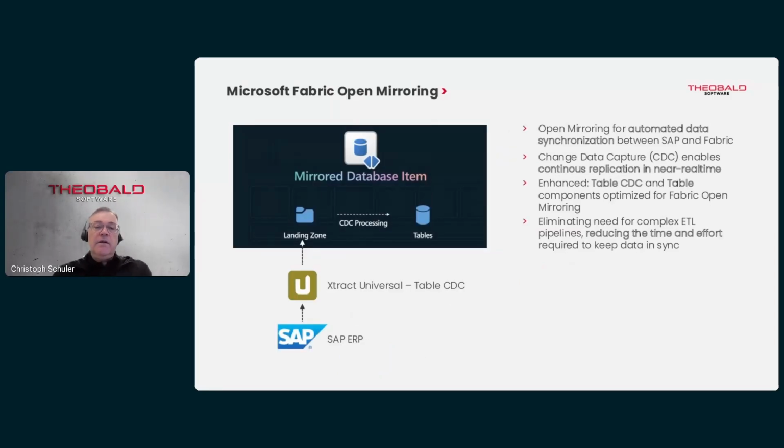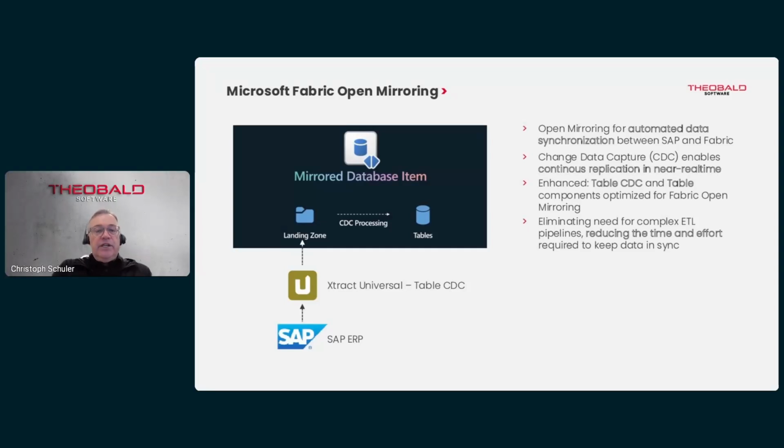Now, there's one integration into Fabric in particular that I want to highlight and also demonstrate to you in the live demo later on, and that's about Microsoft Fabric Open Mirroring. That's a feature in Fabric that Microsoft has developed and opened up for vendors like Theobald Software to enable automated data synchronization with third-party systems like SAP.